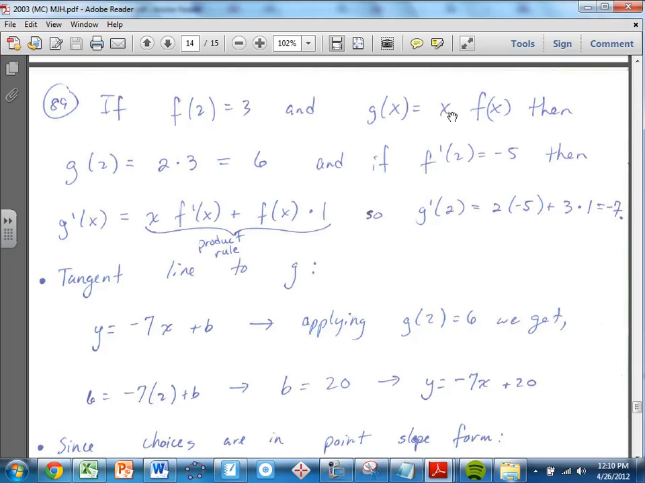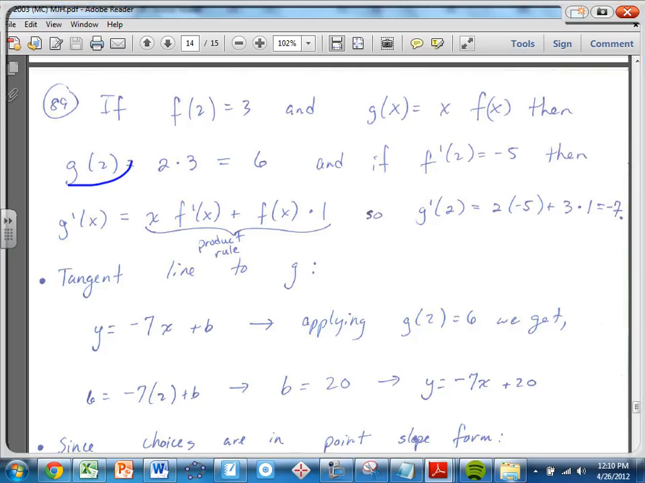So if I want to know what g of 2 is, it's going to be the x value times f of x. Again, this is x, this is really f of x. So if you want to know what g of 2 is, you have to plug in x, which is 2, times the f of x, which is 3. So g of 2 is now 6, and that helps me a lot.